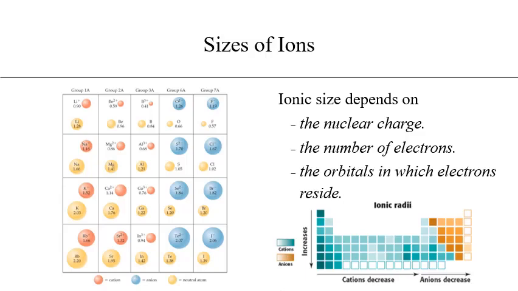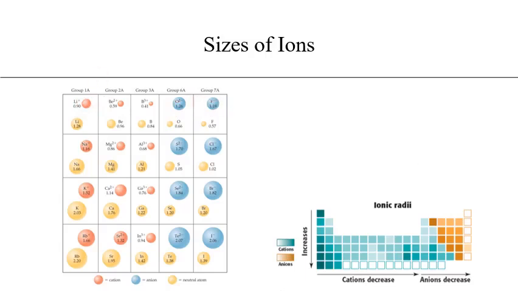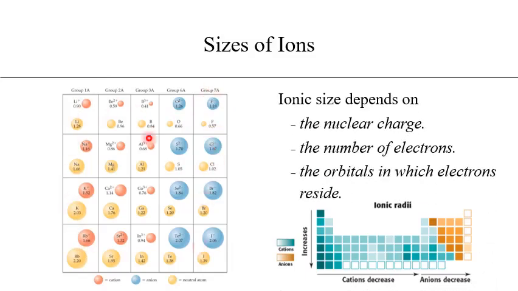So we can see the periodic table in two sections, the metal section and the non-metal section. Metals form cations. The cation size decreases from left to right, and the anion size decreases from left to right. And along a group, that is from top to bottom, in both cases the size increases.